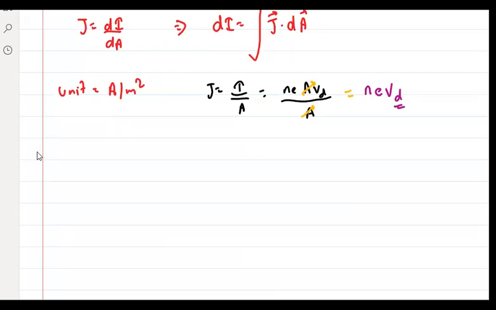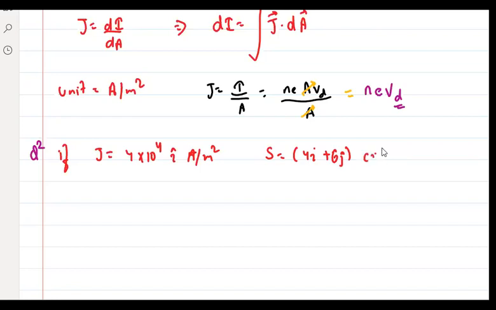So let us solve one problem. The problem is this. If J is equal to 4 into 10 to the power 4 I cap, ampere per meter square, and surface area is given by 4i plus 6j centimeter square. Find current. Everyone, please try to solve this.